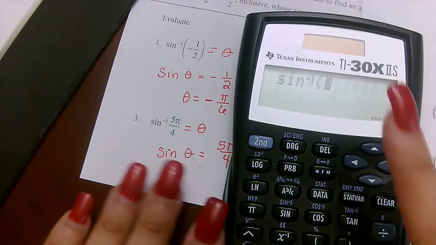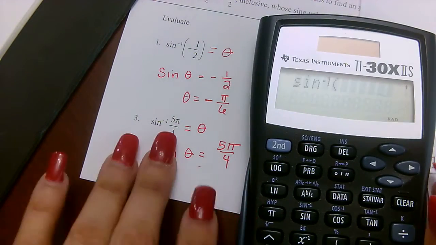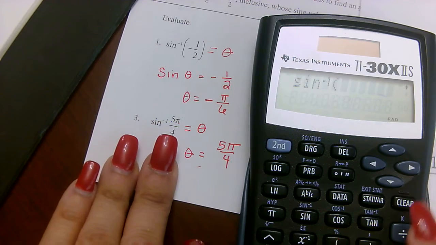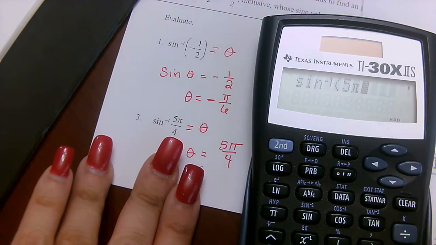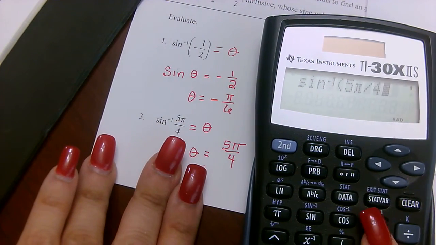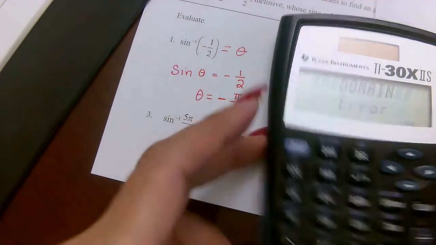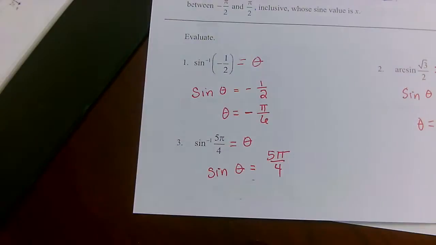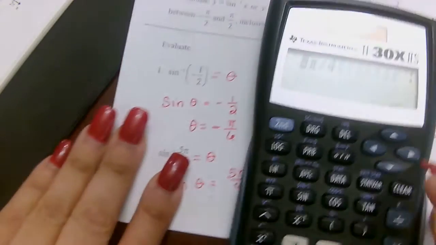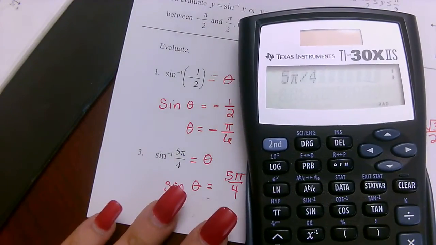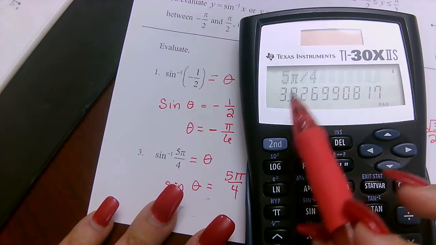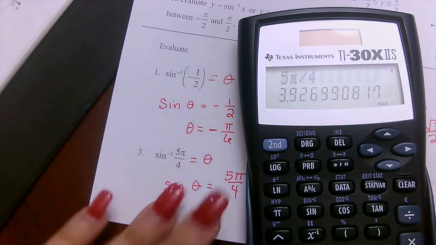Second sine, there's your -1 right there. And then I'm going to put this in parentheses: 5 pi divided by 4. Close the parentheses. When I press enter, you see that this is a domain error. Let's look and see why it's a domain error. If I were to plug in the ratio 5 pi over 4, I will see that the value comes out to close to 4.